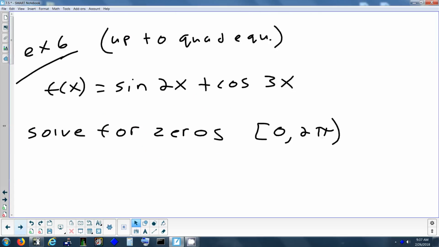All right, let's look at one that's a little bit harder. This one says sine 2x plus cosine 3x. And I'm only going to go up to a certain point with this problem, because tomorrow I'm really going to show you how to finish it. Okay, so I'm just going to get it up to a certain point.